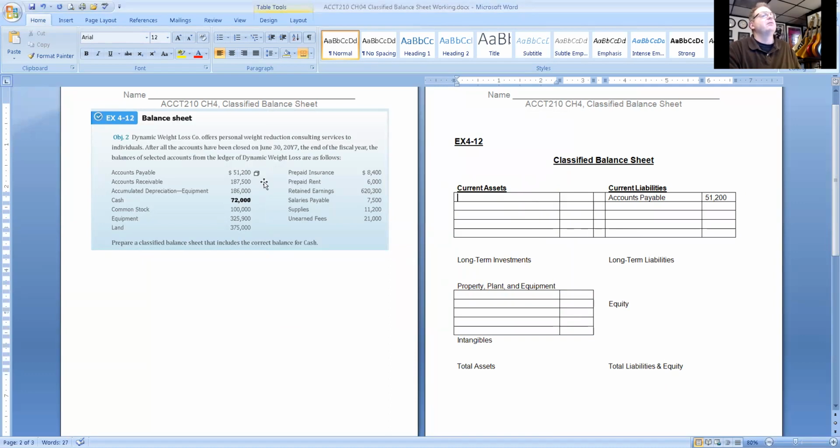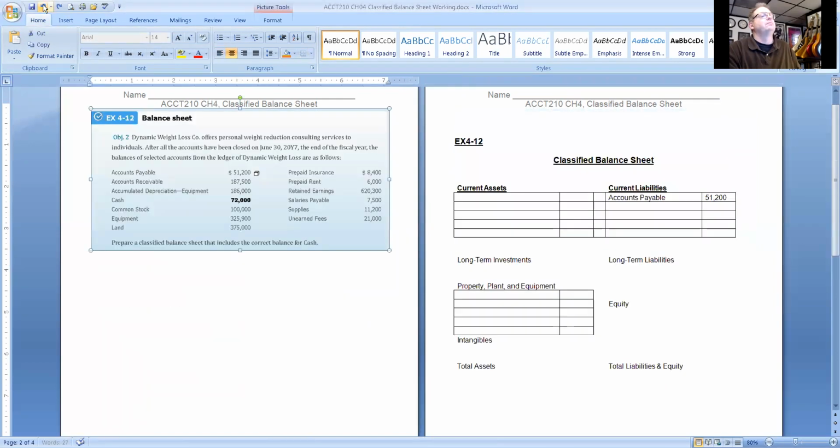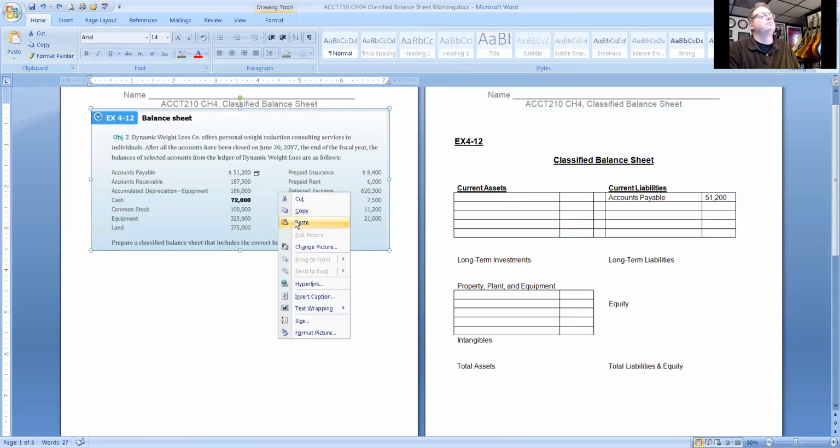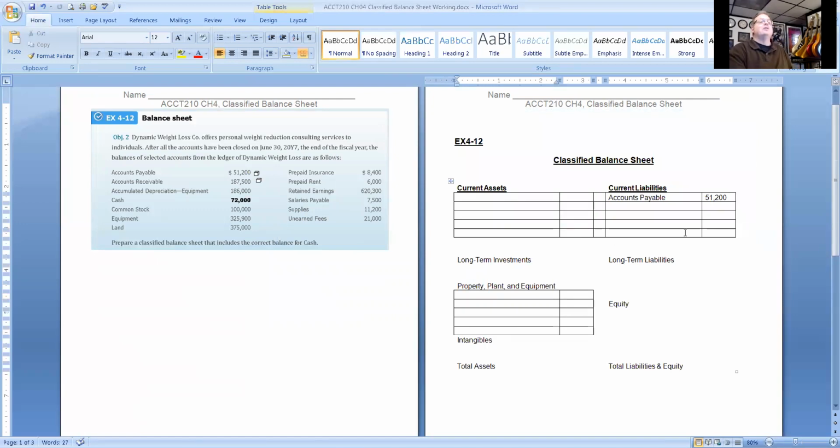How about accounts receivable? The current asset? Yep. Down one. $187,500.